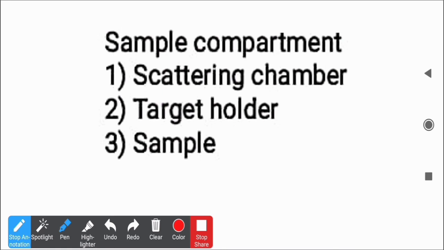So the next is the sample and the requirement of samples. The samples generally used in this technique are usually self-supporting, or they are sputtered or coated on a thin foil or some thick backing containing no detectable amount of the element of interest.